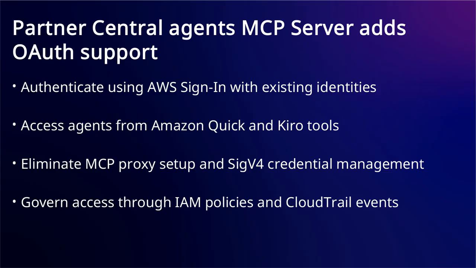You can eliminate the MCP proxy setup and credential management overhead while accessing agents for co-sell engagements, AWS funding applications, and AWS Marketplace seller setup from your existing tools. You can govern access through IAM policies, global condition keys, token introspection and revocation APIs, dynamic client registration, and CloudTrail audit events. This OAuth support is available through the Partner Central Agents MCP Server in the U.S. East, North Virginia region.